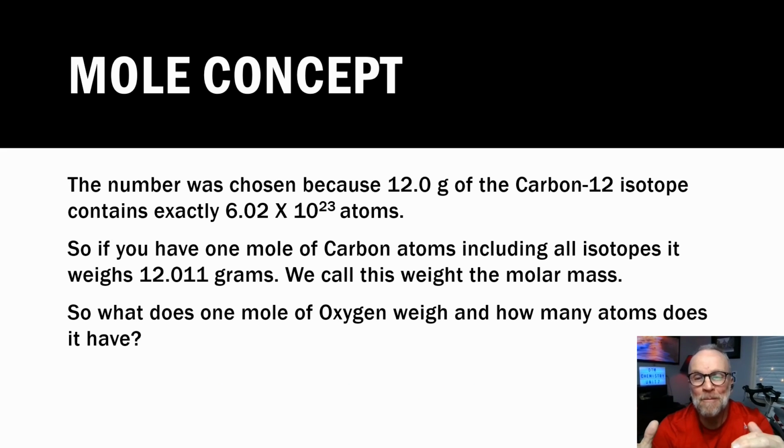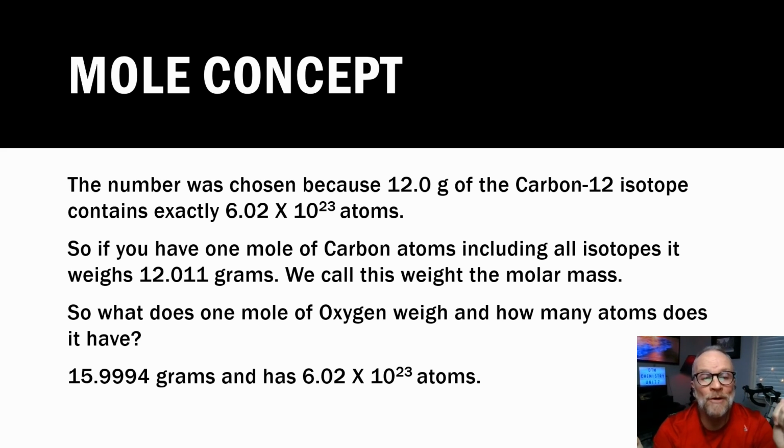I usually give the example of bowling balls and baseballs. So if you had a dozen bowling balls, you'd have 12 bowling balls. If you had a dozen baseballs, well, you'd have 12 baseballs. But the bowling balls would weigh more than the baseballs. So the thing that's the same about a mole of anything is that they have the same number. The masses will be different for different elements on the table as well. Okay, so here we have 15.99 grams and 6.02 times 10 to the 23rd atoms.